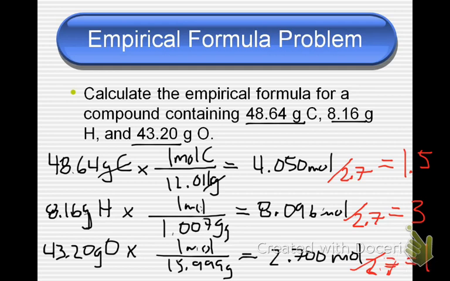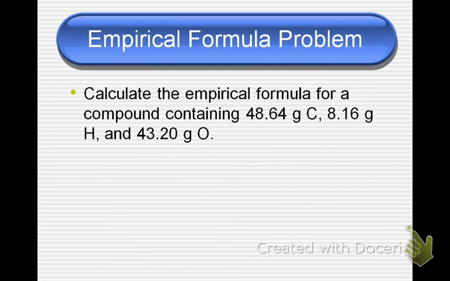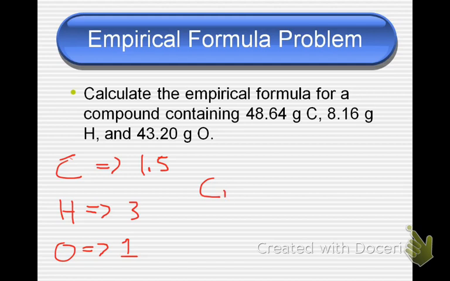Now let's clear the board real quick and take a closer look at this. So 1.5 to 3 to 1 is our ratio. So if we were to write this formula, it'd be C1.5H3O. And that doesn't really work. That little 1.5 isn't going to cut it. So in order to make this look like an actual empirical formula, we need to do something to this 1.5. We needed to get it to be whole. And the way we would get it to be whole is by multiplying it by 2.